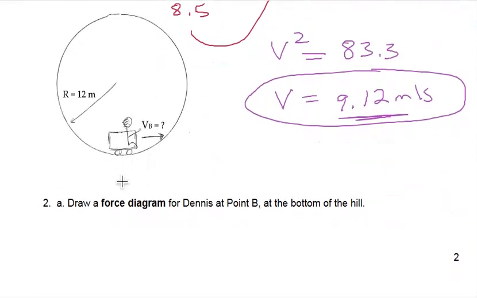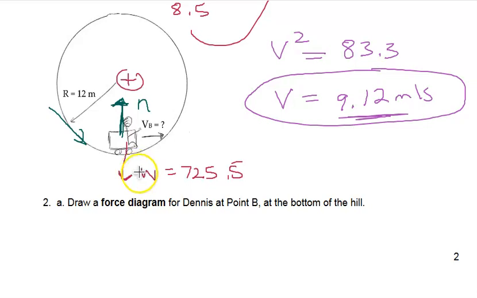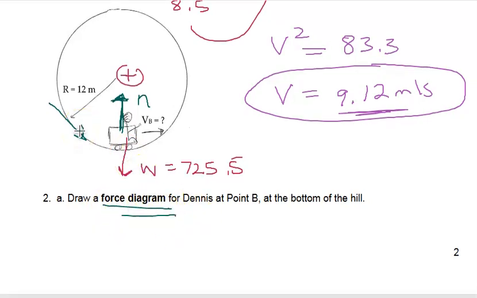Okay, so that was analyzing Dennis at the top of the hill. Now we're going to analyze Dennis at the bottom of the hill. The Earth is still pulling on him with 725.5 newtons, but now the weight is radially outward. He was headed this way, so he's literally slamming himself into the track, causing a normal force. Now the normal is inward, so the normal is positive and the weight is outward. So we drew the force diagram.